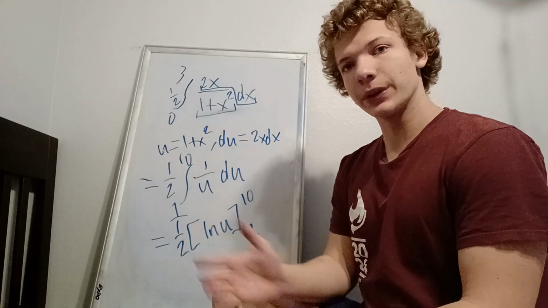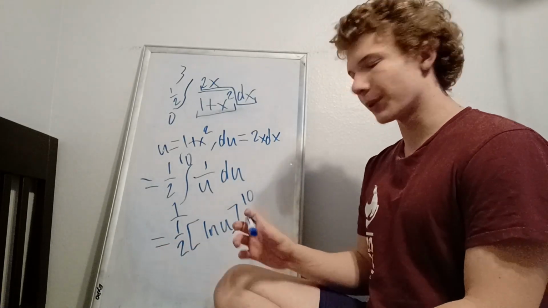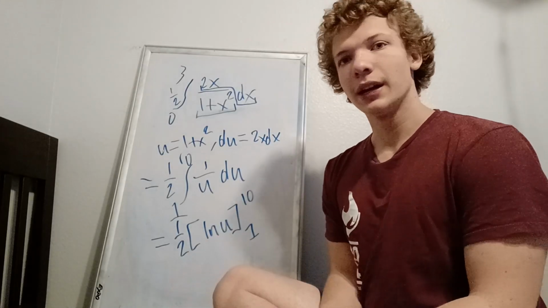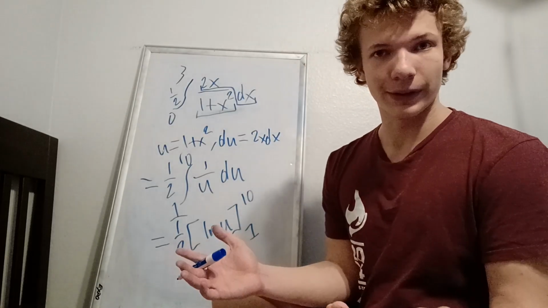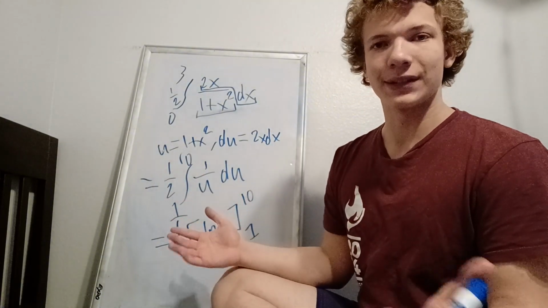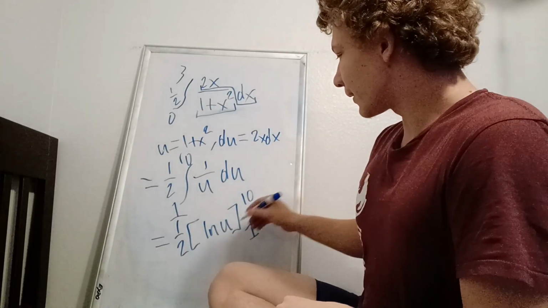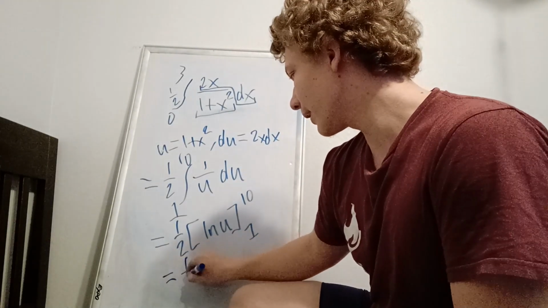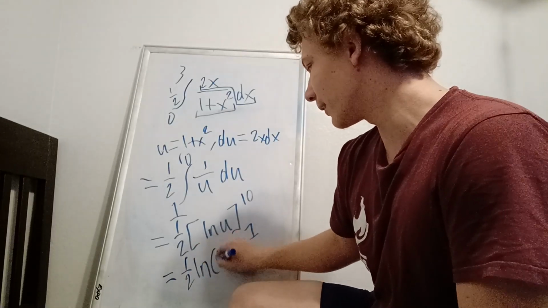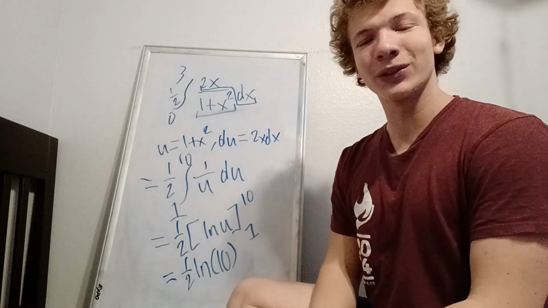Now this is pretty easy. It's just going to be 1/2 natural log of 10. Okay, well, what about the 1? Well, natural log of 1 is just going to be 0, because natural log is log base e, and log base anything of 1 is going to be 0. So our final answer is going to be 1/2 natural log of 10. And that is our final answer for the final integral of this video.